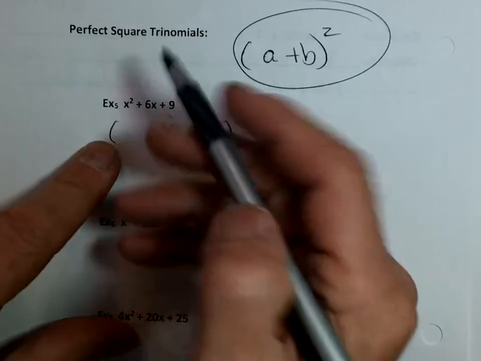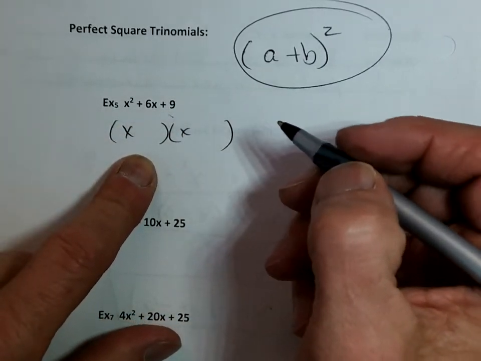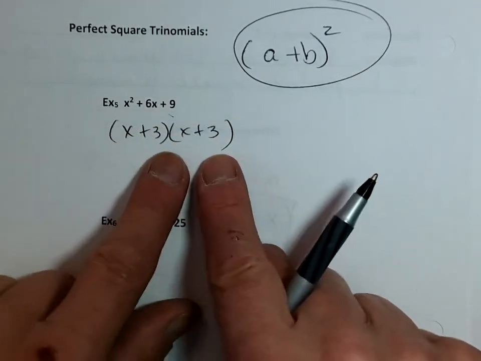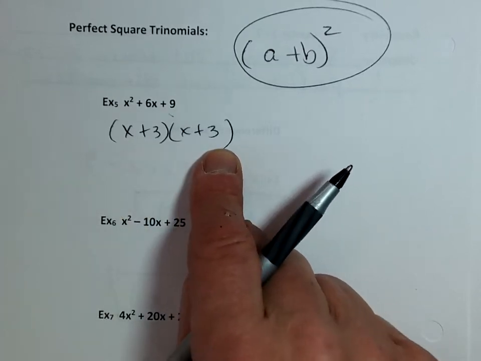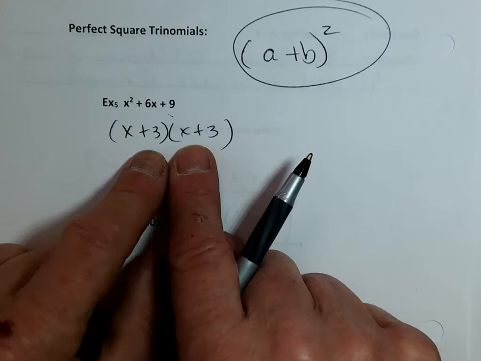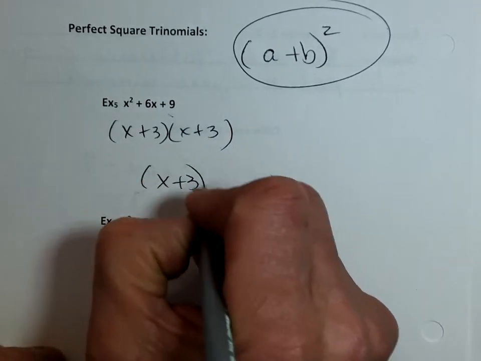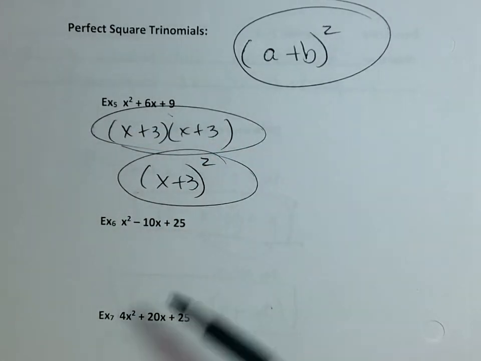Okay, so what do you guys got? X plus 3, x plus 3, because 3 times 3 makes 9, and 3 plus 3 is 6. Now this is very unique because you get the same thing twice. So we can rewrite this as x plus 3 squared. Both answers are correct. This is just a different version of it, because the squared means twice times itself.